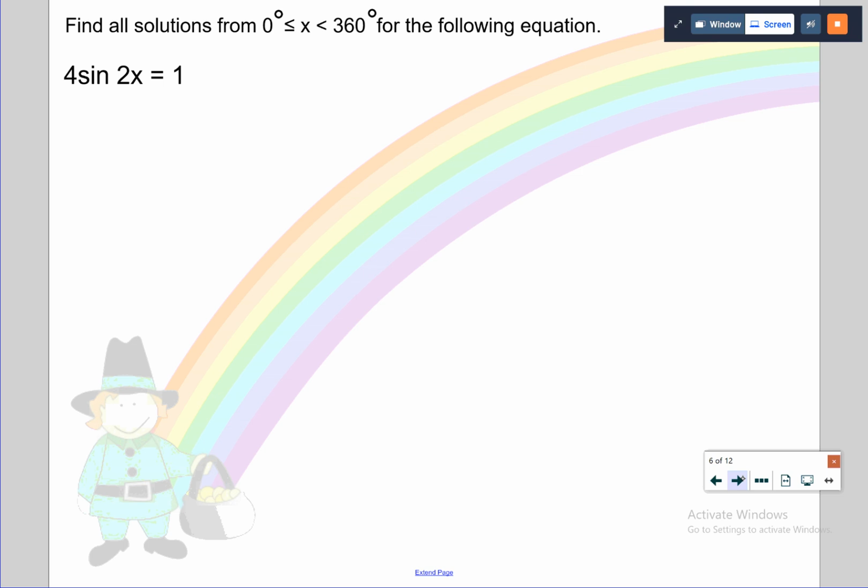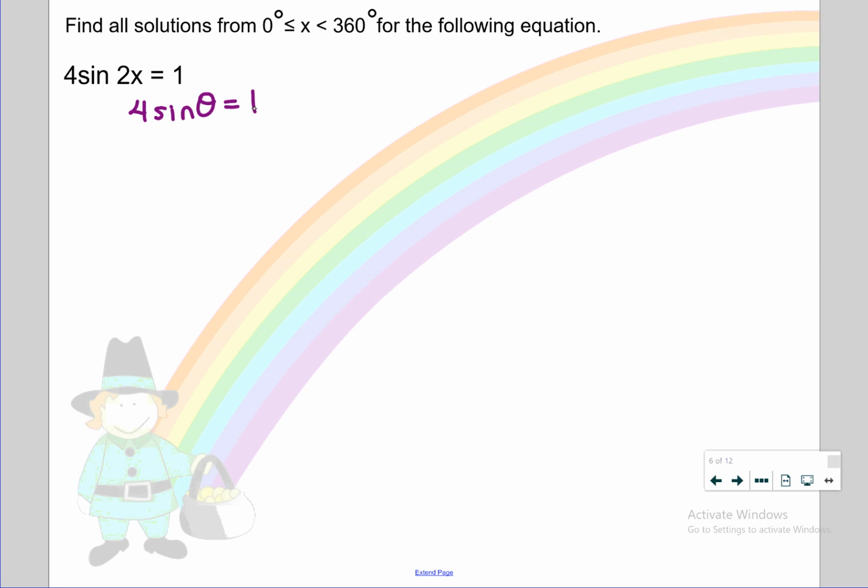Find all solutions between 0 and 360 for the following equation. Okay, so making an easier angle to start. 4 sine theta equals 1. This one's a little different because it's not just sine 2x equals. There's a 4 in front there, so we got to think back to what we did in the last section. We got to get rid of that 4 first. Sine theta equals 1/4.